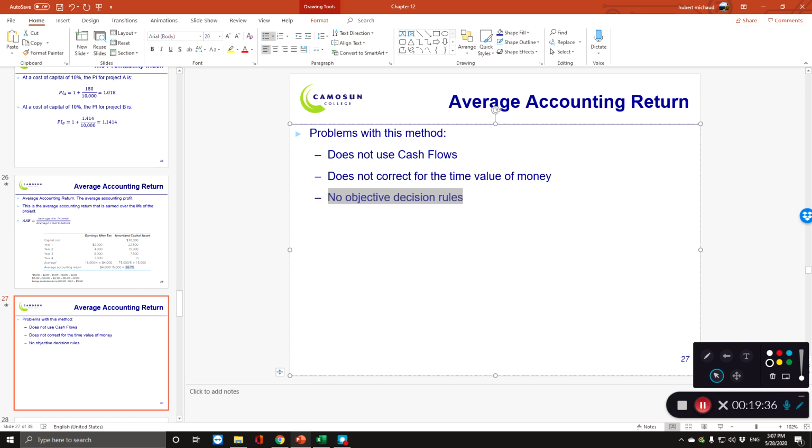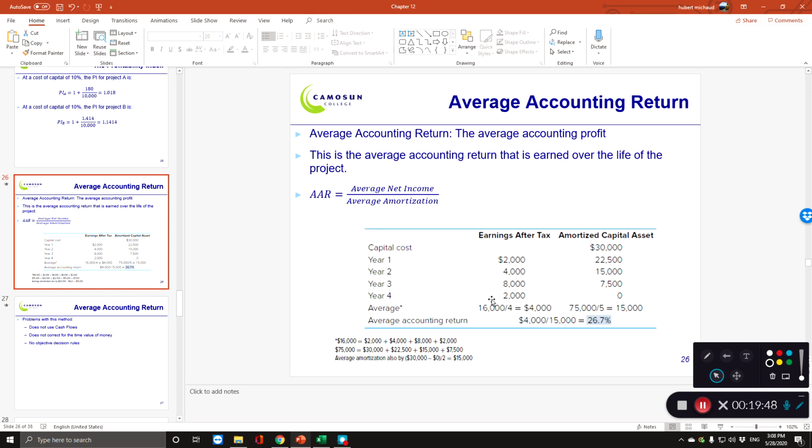With the IRR, with the NPV, there are real logical decision rules that are easy to follow. The NPV is positive, you do it. The NPV is negative, you don't do it. Here there's not really any real average accounting rate of return that it makes sense to accept or to not accept. There's no kind of cutoff points that are intelligent.